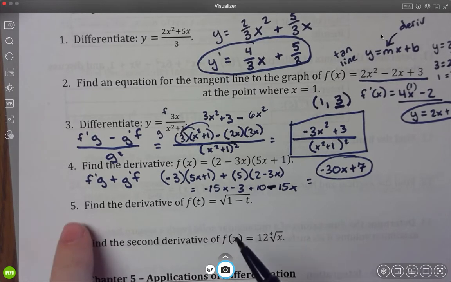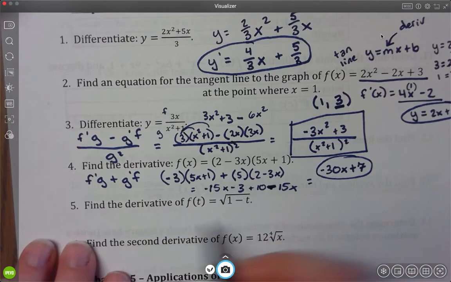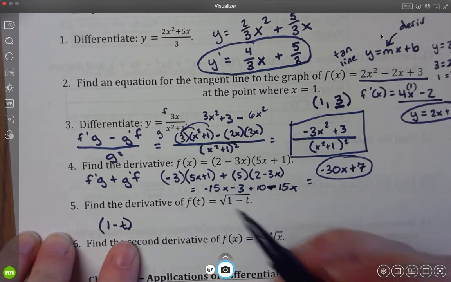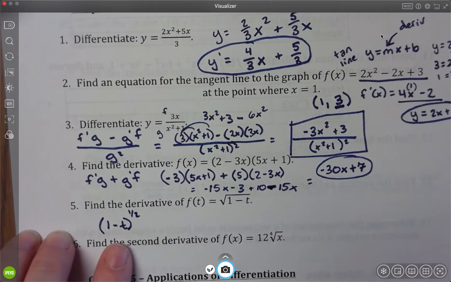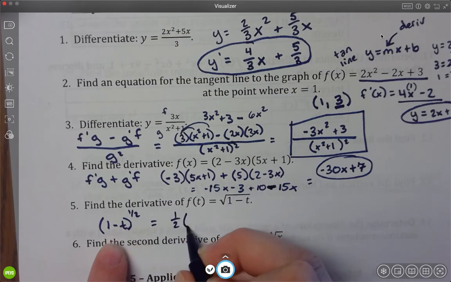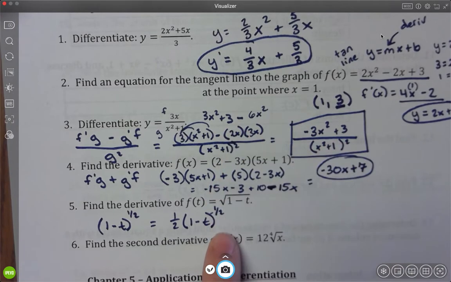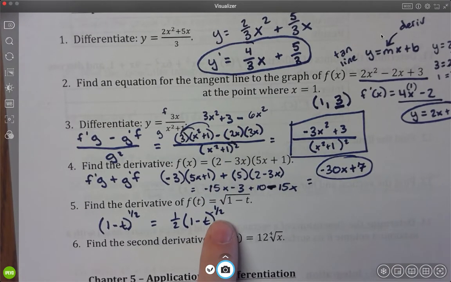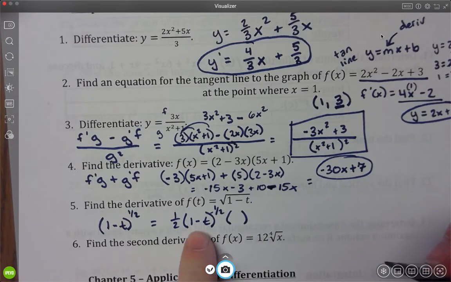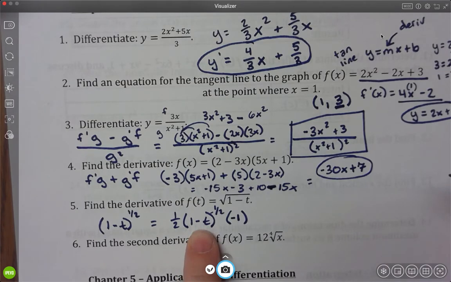Okay, moving on to number 5, so we have this one right here, and they want us to find the derivative again. So I'm going to rewrite this as the square root is to the 1/2 power. So this is going to involve the chain rule. So I bring the 1/2 down in front. 1 minus t will stay, and this is now going to become the negative 1/2 power when I subtract 1. But then I have to also multiply by the derivative of the inside. So the derivative of 1 minus t is just going to be negative 1.